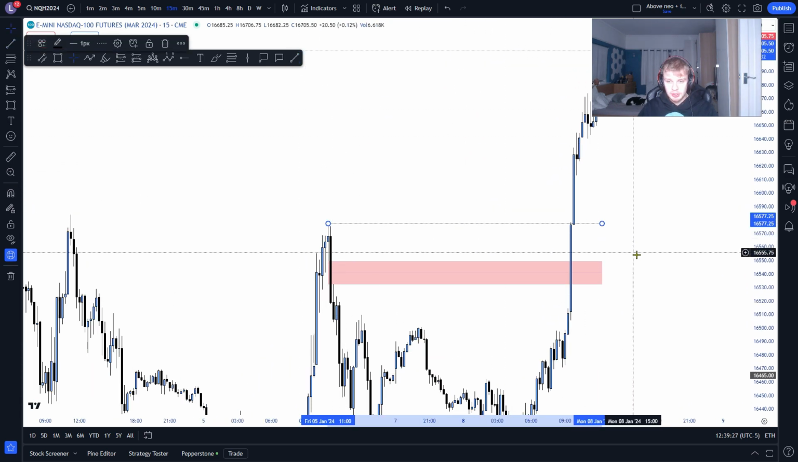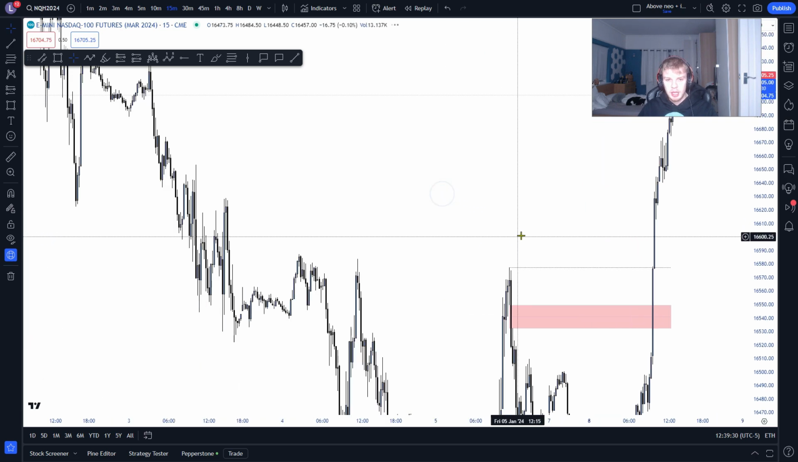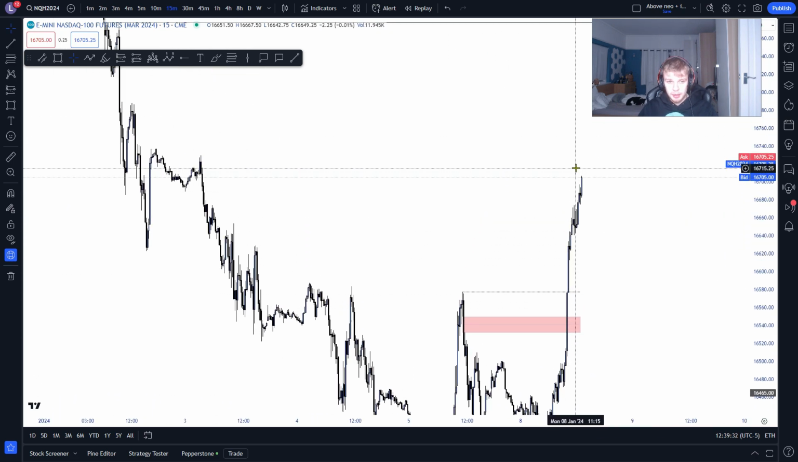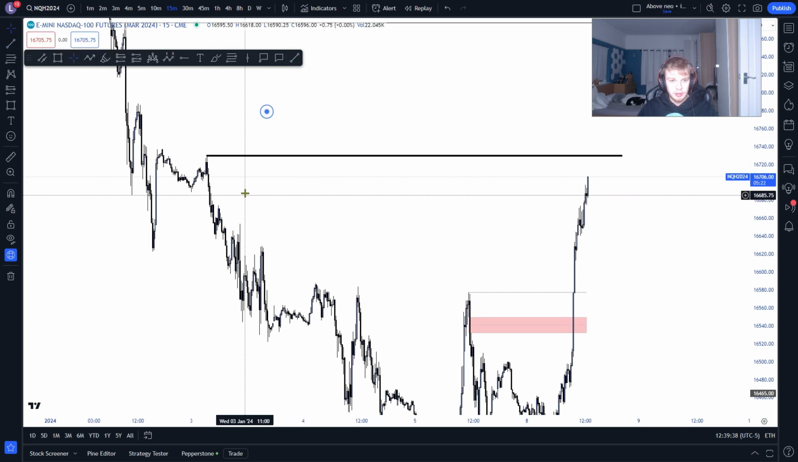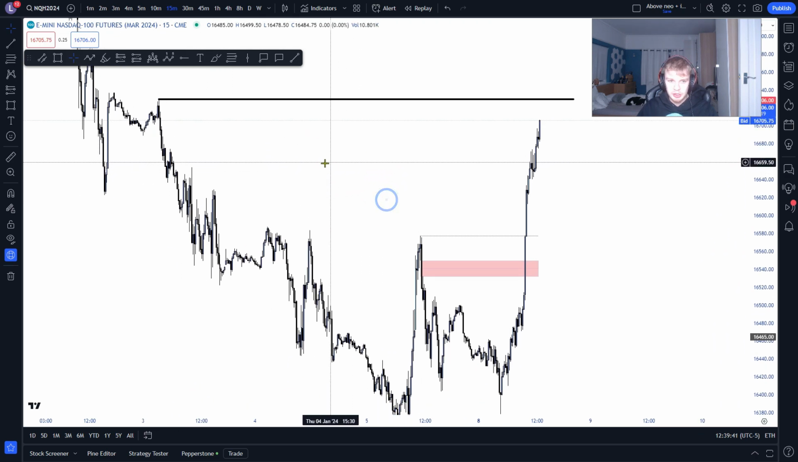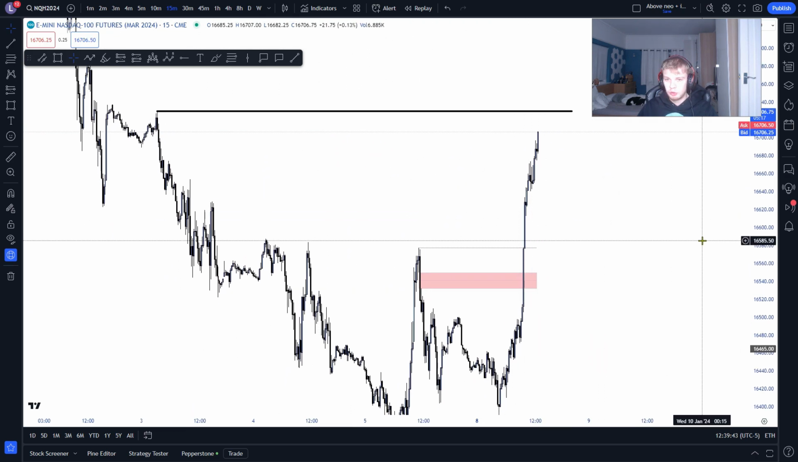We took out buy side liquidity, as you can see right here, and ever since then we've just been pumping up and up and up, and the next draw on liquidity is right here. This is a 15-minute swing high, as you can see. Very clear, nice draw on liquidity there.